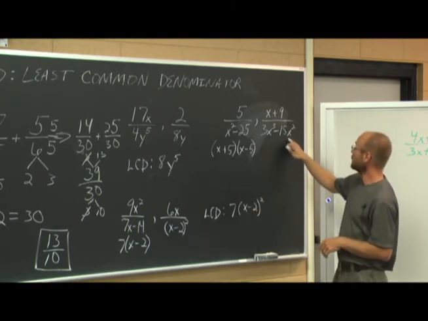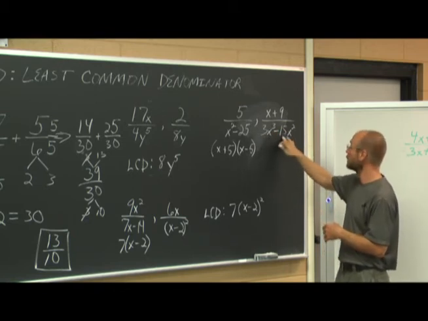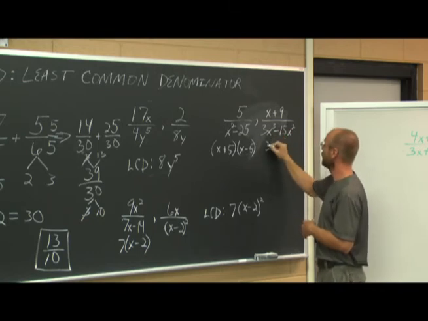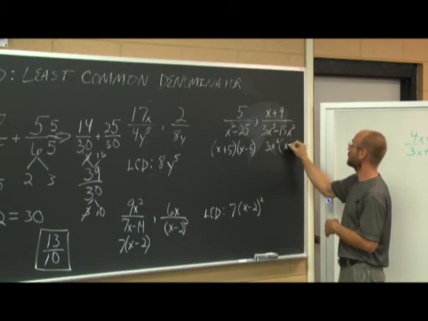This one here, if I look at it, I say, you know what? They both have an x squared in common. I can factor that out. And they're also divisible by 3. So this has 3x squared times x minus 5.